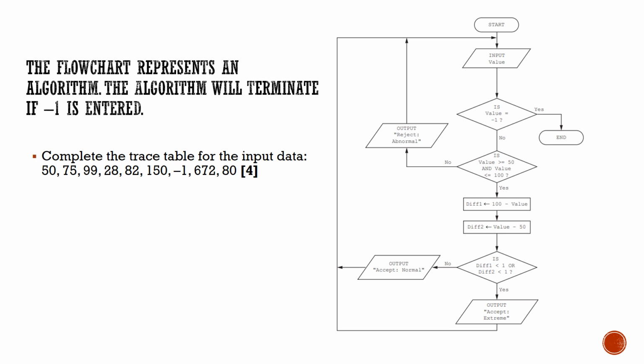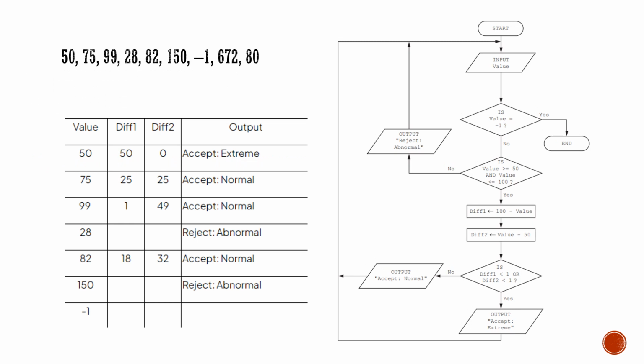This flowchart presents an algorithm. The algorithm will terminate if -1 is entered. So this is your test data and this is your flowchart. Try to run this and execute this. You have 5 minutes 30 seconds. You can pause my video and take some time to run this code. It will actually take 10 to 15 minutes. This is the output. If you got the same output, then it's very good. If not, then do let me know in the comment box what went wrong where.